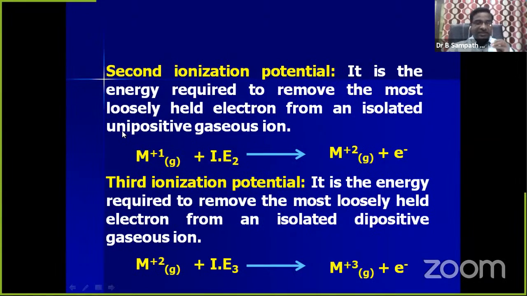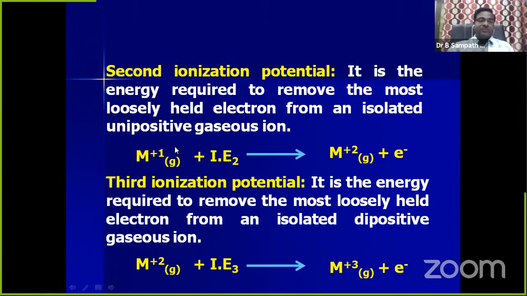So see here, unipositive. Already one electron is removed from the neutral atom. That is the first ionization energy, so that we can get the unipositive ion. And from that unipositive ion, if we remove one more electron, that is called the second ionization potential.